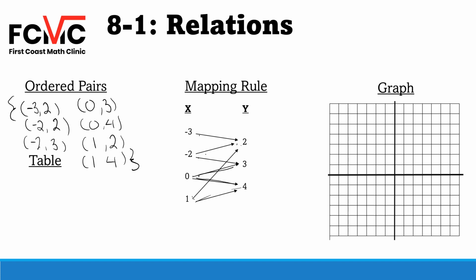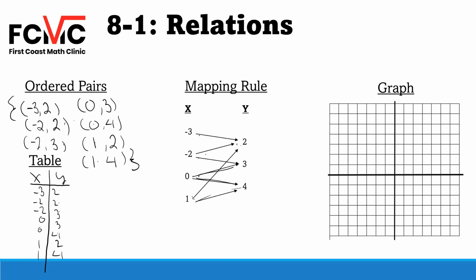So let's make our table. Make this a little smaller so I can fit everything in. So I've got negative 3, 2, negative 2, 2, negative 2, 3, 0, 3, 0, 4, 1, 2, and 1, 4. I think that's all of them. 1, 2, 3, 4, 5, 6, 7. Okay, so that's my ordered pairs, my table.